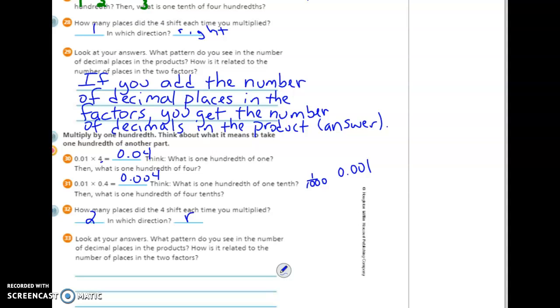Okay, so again, we're going to look at the number of decimal places in the factors and in the products. So up here, you had 2 decimal places, 1, 2, right?